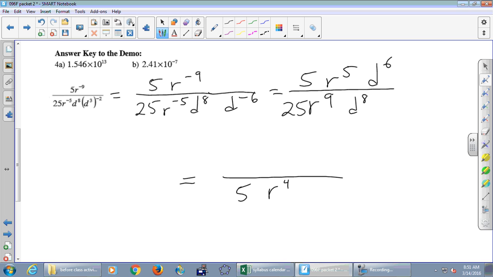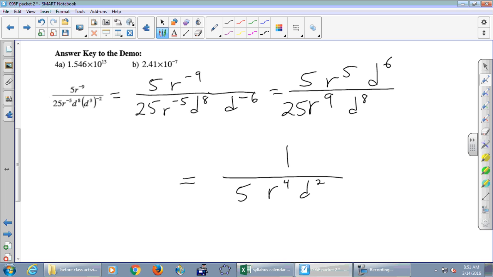Same property on the d's. We're subtracting. So there's 2 d's left over where? On the bottom. D squared. Turns out there isn't anything left over to write on the top, so I, again, need to bring in my invisible placeholder, which is 1. So that's the answer. 1 over 5 r to the 4 d squared.